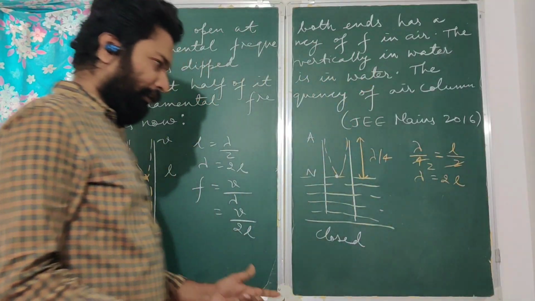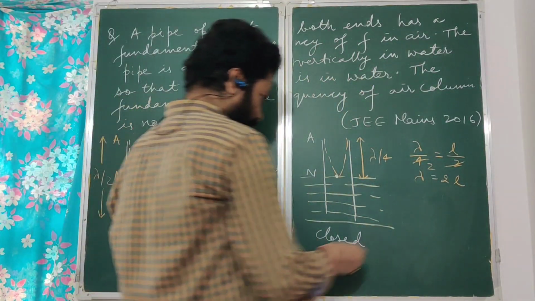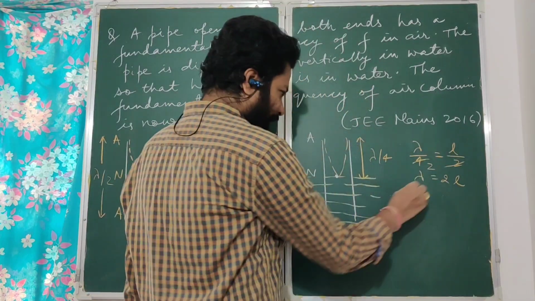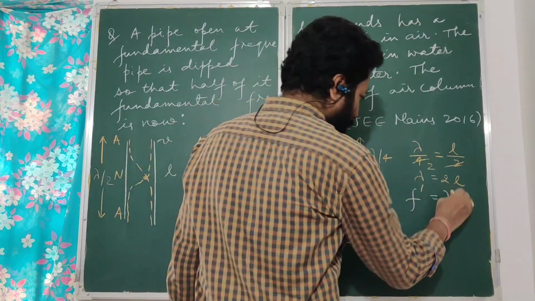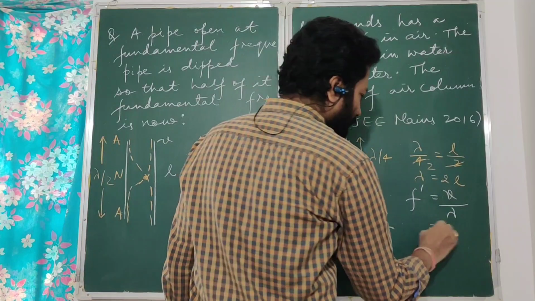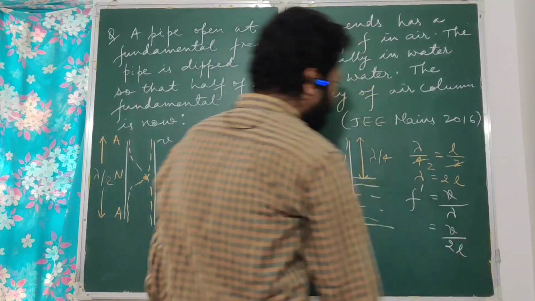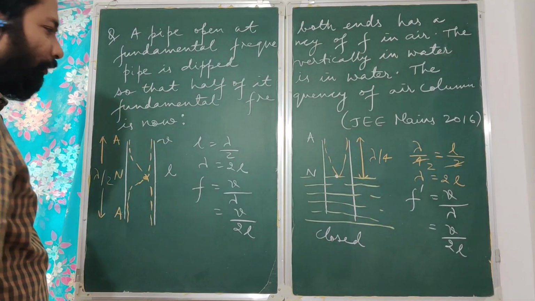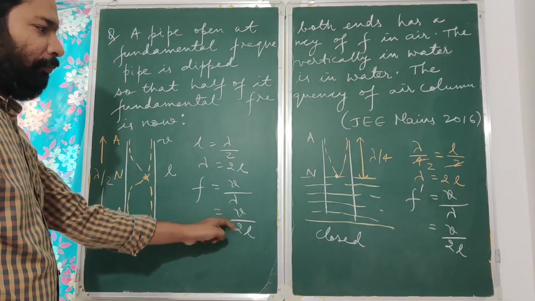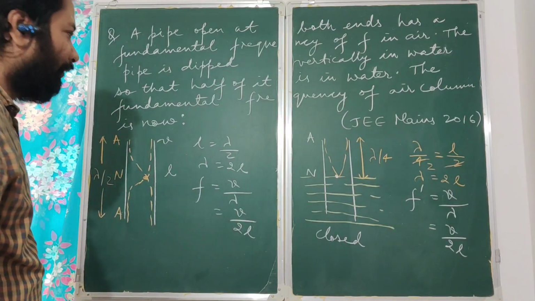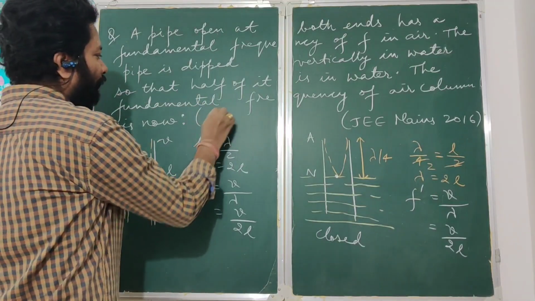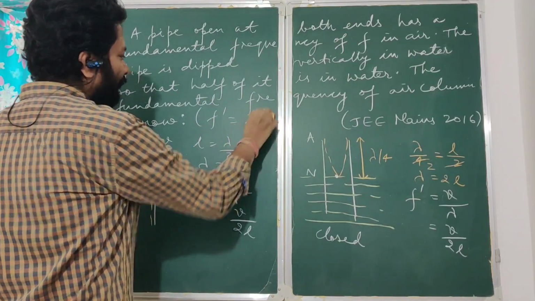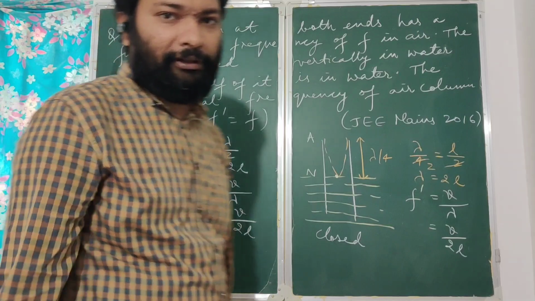So again, if the velocity is V, we can write frequency in this case, let us say F dash. So V by lambda, so it will be V by 2L. So what do you see here? What is fundamental frequency now? F dash is equal to F. Both the value is V by 2L. So the answer for this question will be F dash will be equal to F, the original frequency.